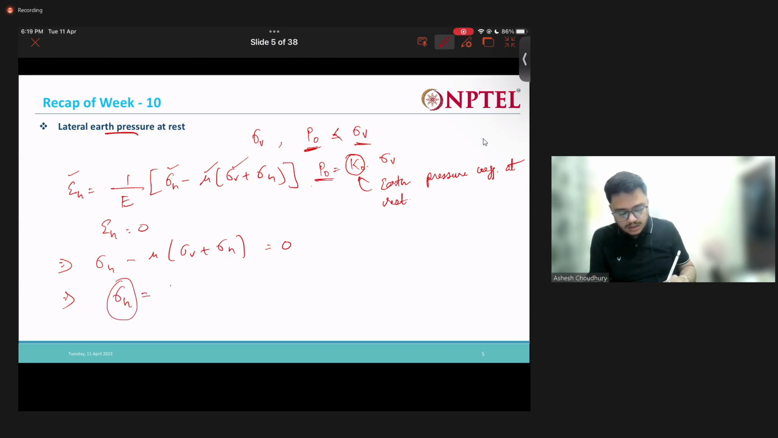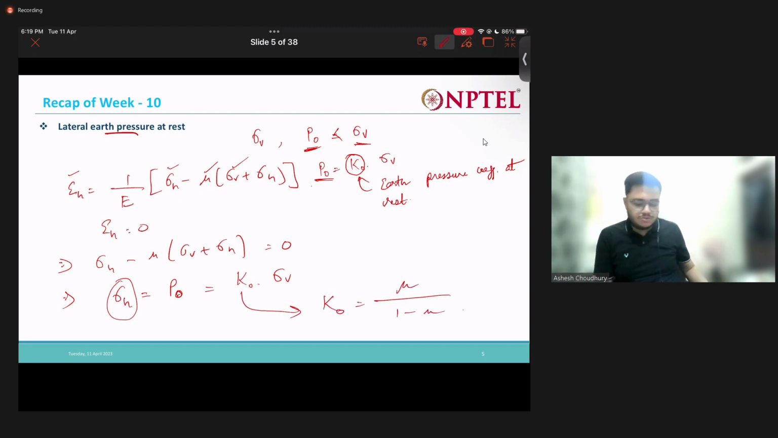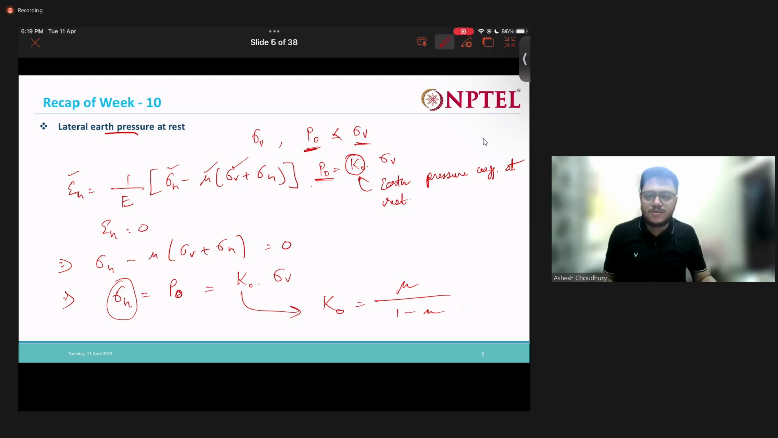So from here we'll get this K horizontal, which is nothing but, what is the K horizontal? It is nothing but p naught, right? Earth pressure at rest. Lateral earth pressure at rest is equal to K naught into sigma v, where this K naught is nothing but mu into, okay.